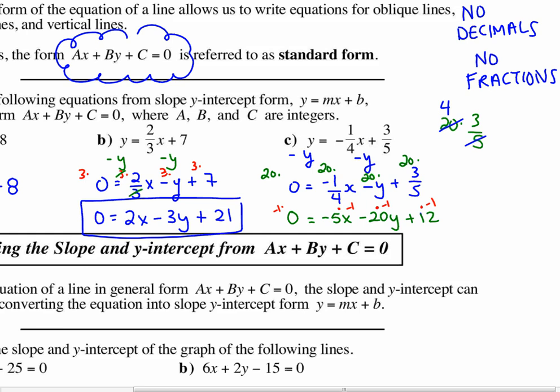Add 5x over, add 20y over, subtract 12. So our equation is 0 equals 5x plus 20y minus 12. Or just switch our signs at the end. Now it's in general form. Pretty? Yeah. It is.